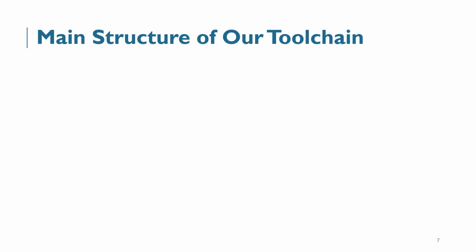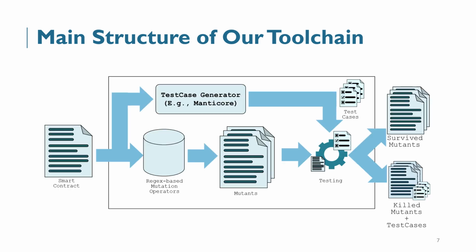Then, we propose our framework named TestSmart to fill the gap between test suite generation and test case selection by mutation testing. TestSmart takes a Solidity smart contract as an input and generates a test suite using an arbitrary test case generator. Also, it generates a set of mutants based on a list of regex-based mutation operators. Then, it selects a subset of the test suite along with a mutation score that shows its effectiveness for bug detection. Hence, TestSmart contains the following elements.